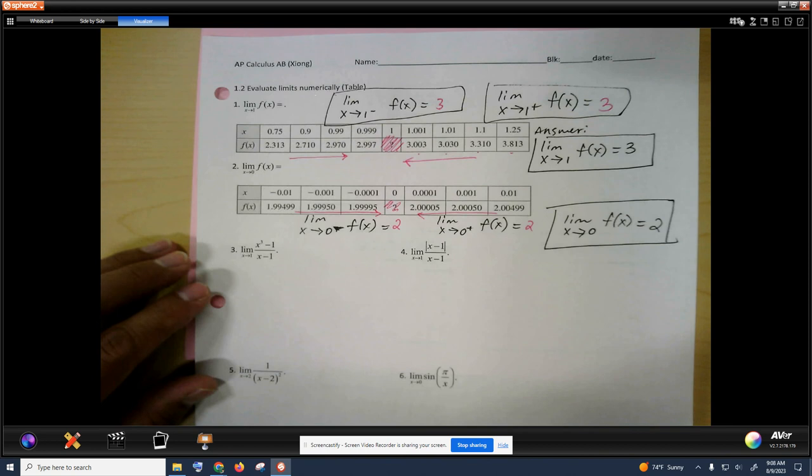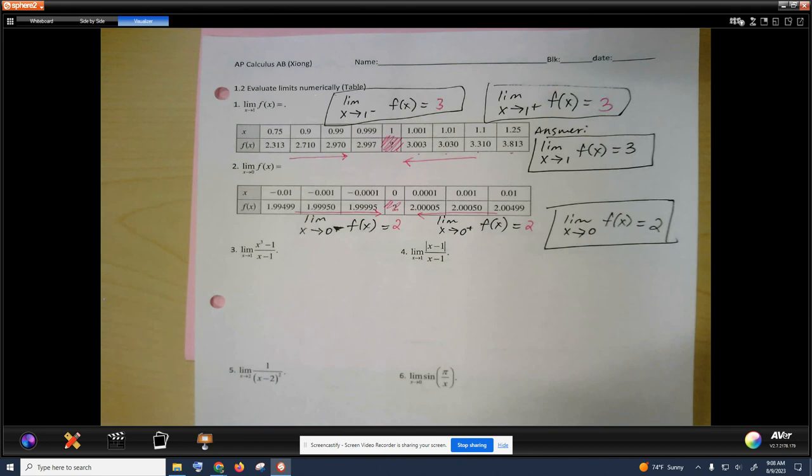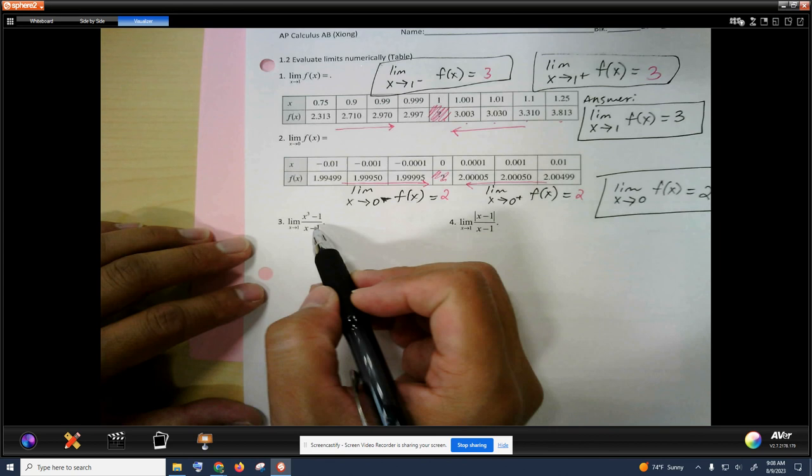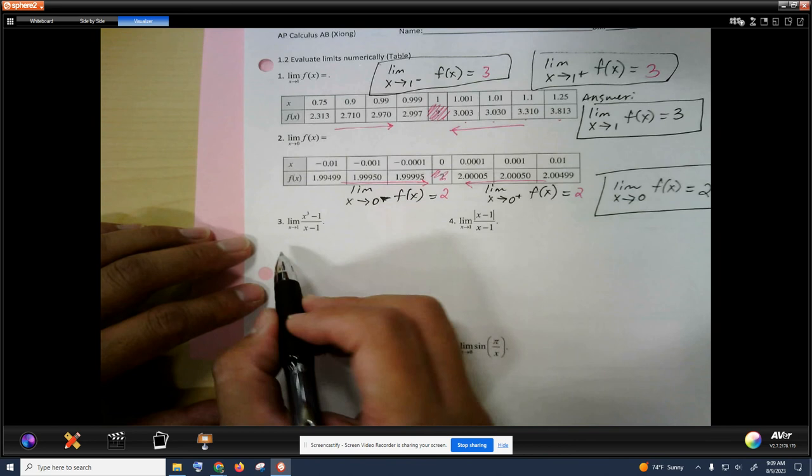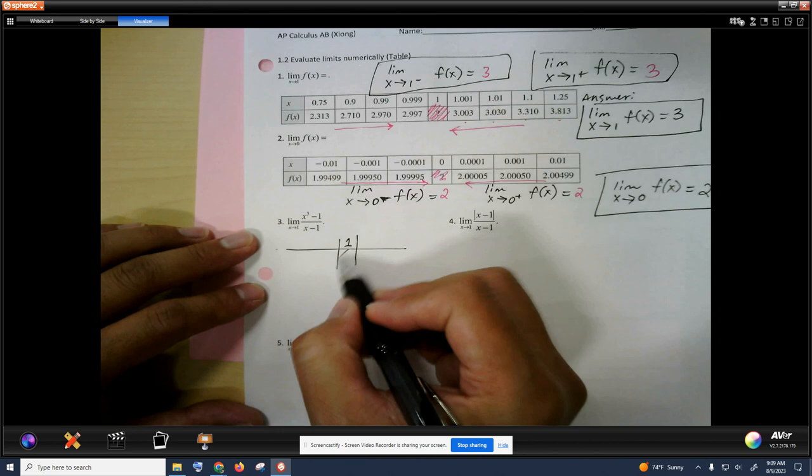Other times you're given a function and they still want you to use a table, a numerical method. So you're going to make your own table and you get to choose your values. So for 3, 4, 5, and 6, we're going to just make our own table, and that's where we're just going to input, output stuff on the calculator. So we have the limit, and this time they actually put an equation there, and they said as we approach 1 of this equation, what does the y value approach? So when you're asked to do it with a table and they didn't give you a table, you make your own table. Pick the middle. Let x be 1. You don't actually care what the value is there.